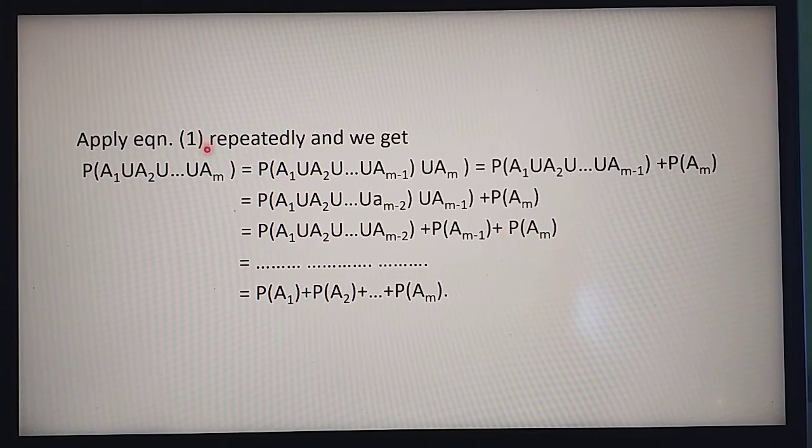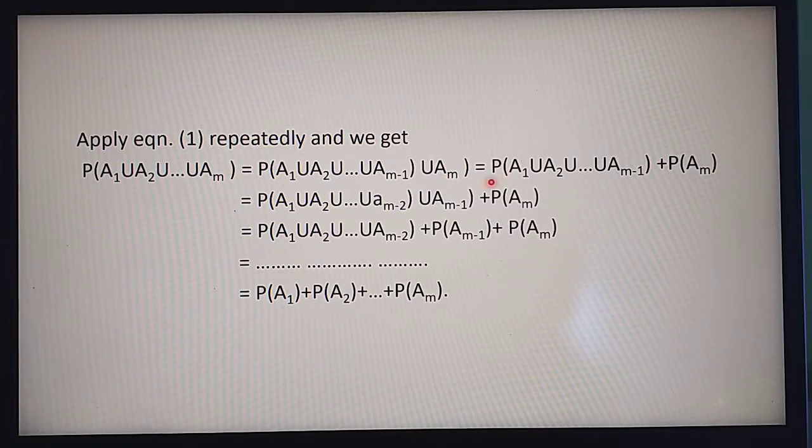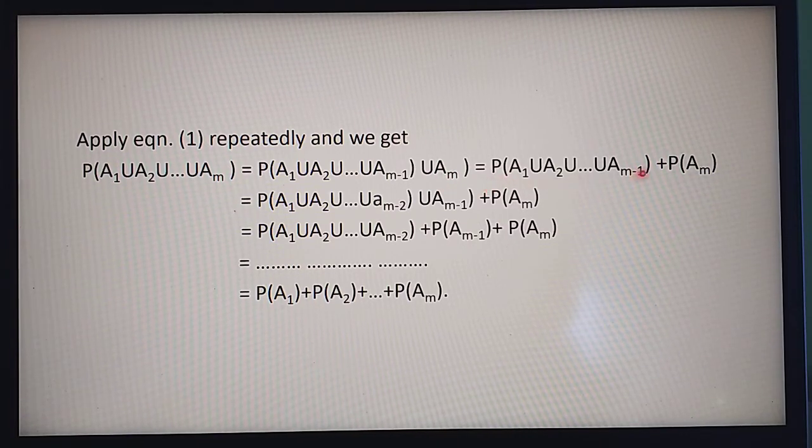Now we can repeat the above concept. P(A1 union A2 union ... union AM): taking A1 to A(M-1) as one set and AM as another set, then by equation number 1, the union becomes plus. Note that these should be mutually exclusive events, otherwise the theorem cannot be proved. A1, A2, ..., AM are mutually exclusive events, meaning A1 intersection A2 intersection ... intersection AM is equal to the empty set phi.